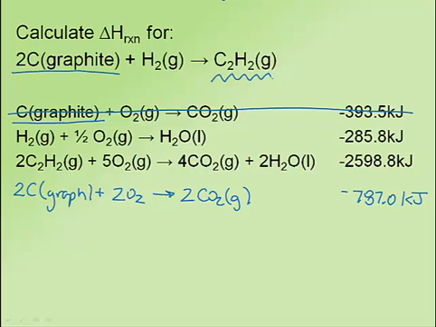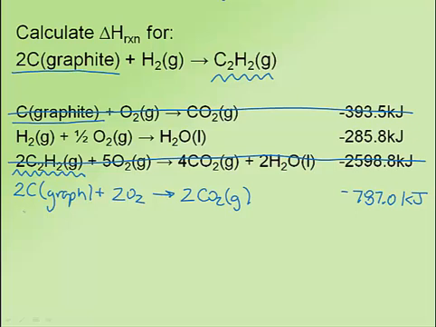Next, I'm going to focus on C2H2. I see that down in my third thermochemical equation. It's on the wrong side, and I have the wrong number. So I have to flip the equation, which will change the sign of delta H. And I'm going to have to cut all my coefficients in half to get the right number of C2H2s. If I cut my coefficients in half, I'll also cut my delta H value in half.